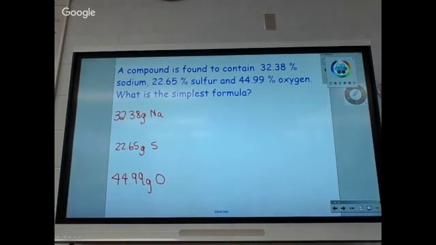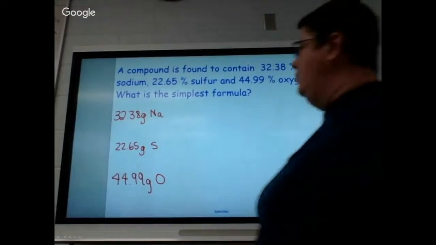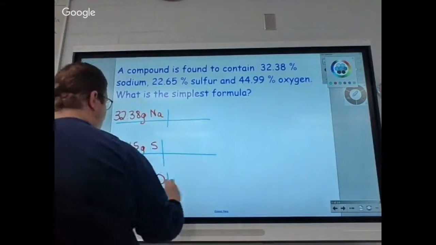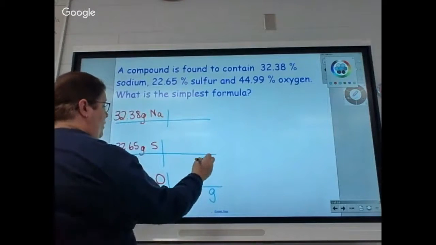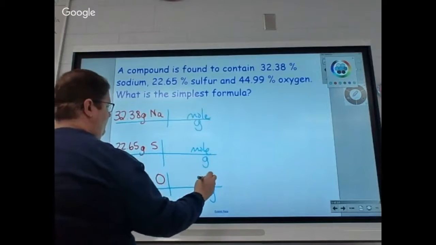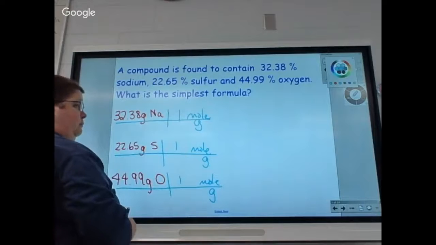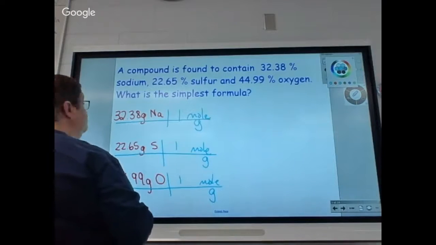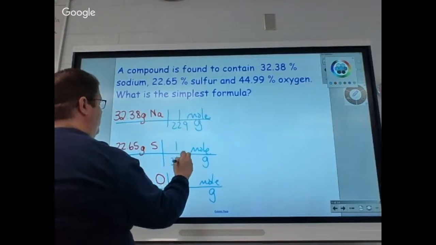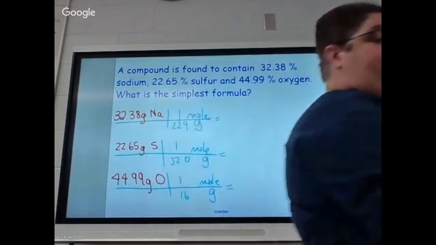What's step 2 say? Change grams to moles. So what do I do to change grams to moles? Draw a little T-chart. What goes on the bottom? What goes on the top? What goes beside moles? What goes beside grams? Atomic mass. So 22.9, 32.0, and 16. I only know them to one decimal place, so that's all I used.